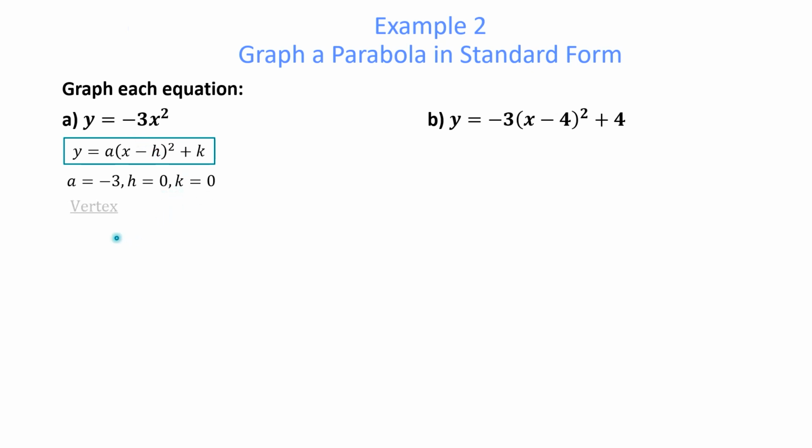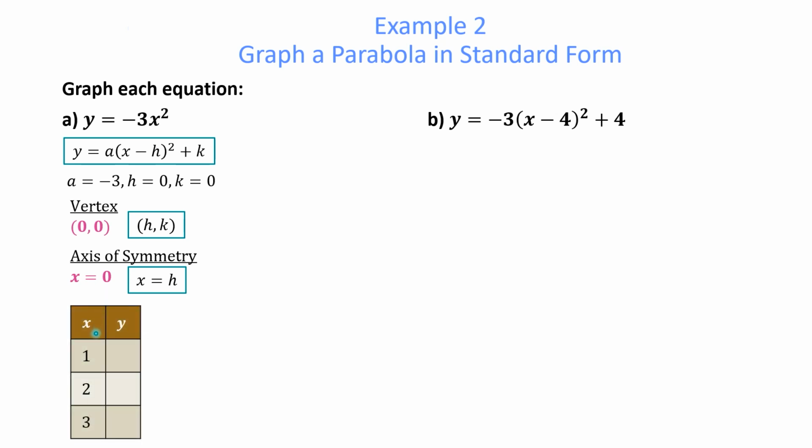So we can use this to find the vertex, which has coordinates h, k. So it is 0, 0. So I'll write that down here. And for the equation of the axis of symmetry, we know x equals h. Well, h is 0, so we'll write down x equals 0. Now we can produce a table of values and use these positive integer values for x and substitute them into this equation here to give us these values for y.